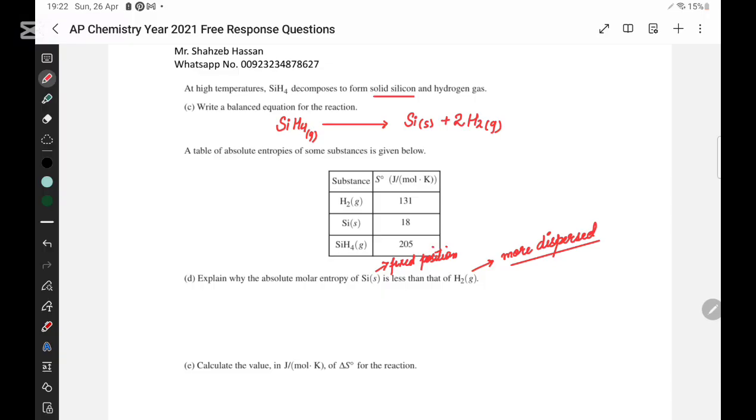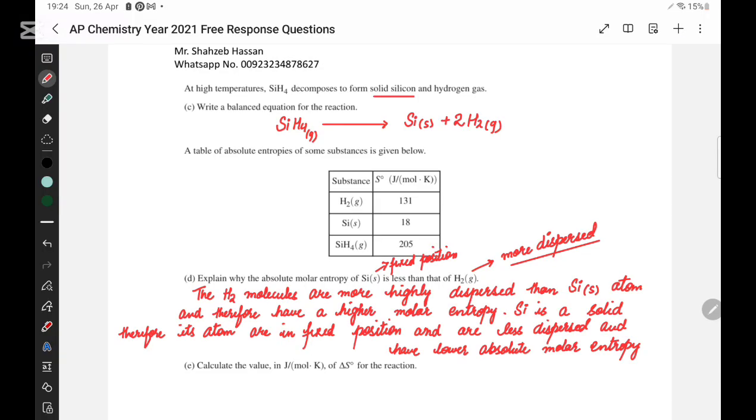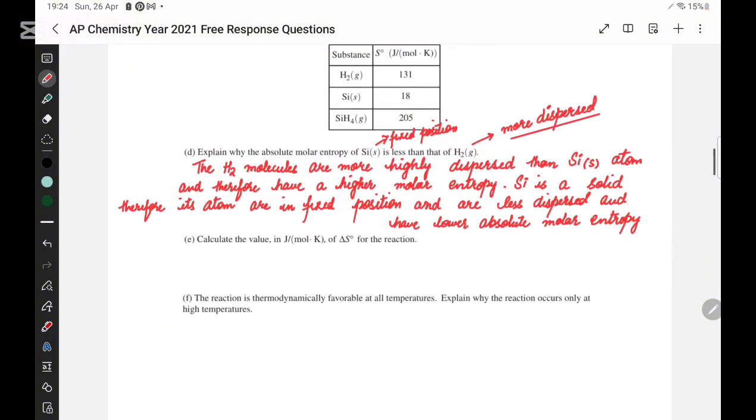Let me show you the description for it. This is going to be the right description: H2 molecules are more highly dispersed than silicon atoms and therefore have higher molar entropy. Silicon is a solid, therefore its atoms are in fixed positions and are less dispersed and have lower absolute molar entropy.